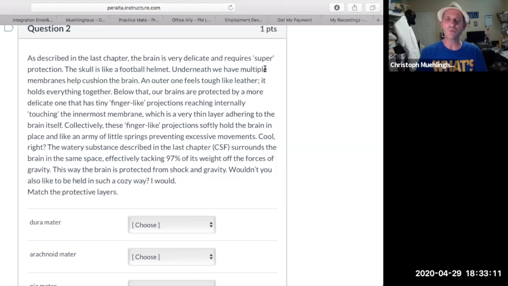The watery substance I was describing in the last chapter, cerebrospinal fluid. Did we talk about that? Oh, yeah, we did. It surrounds the brain in the same space, effectively taking 97% of the weight off of it from the force of gravity. This is why the brain is protected from shock and gravity. Wouldn't you also like to be held like that? I would.